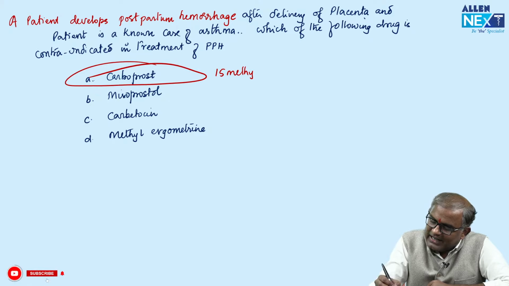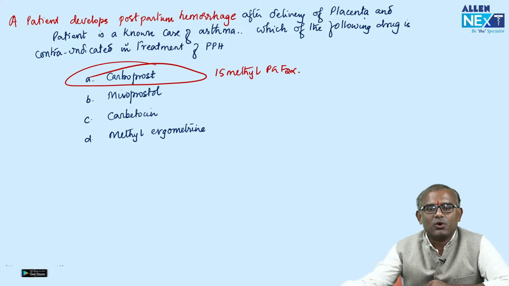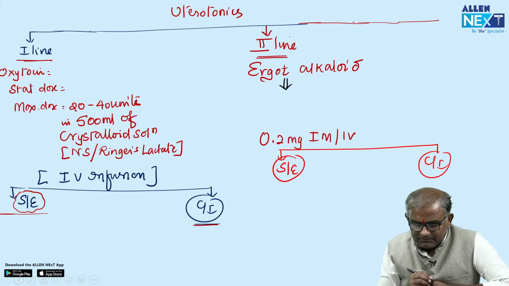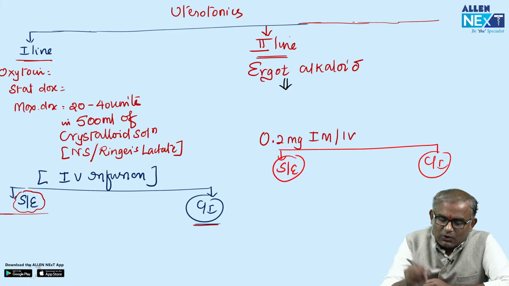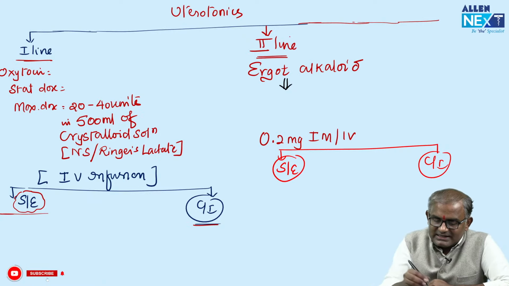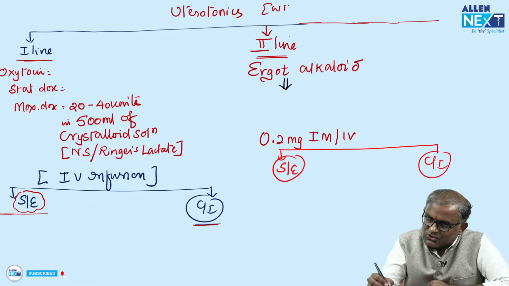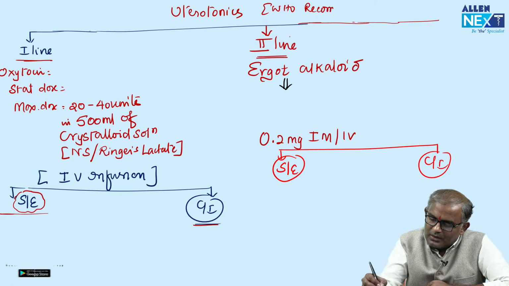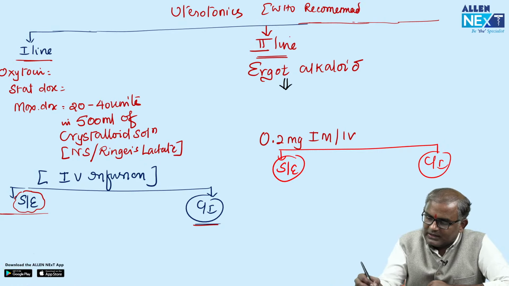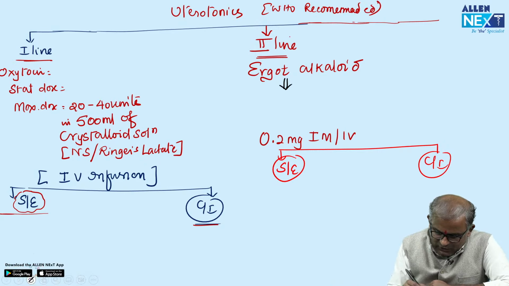15-methyl PGF2 alpha. You got the point, doctors? Now, doctors, you all know, the first line uterotonic is oxytocin. It is WHO recommended. First line uterotonic is what, doctor? Oxytocin. What is the start dose?